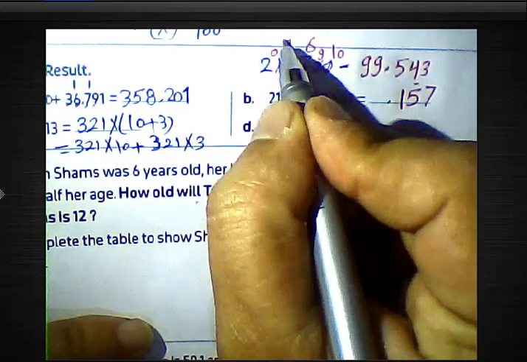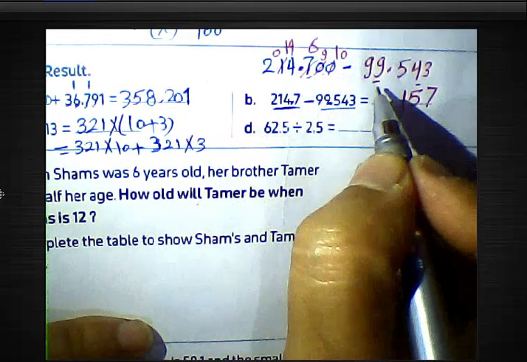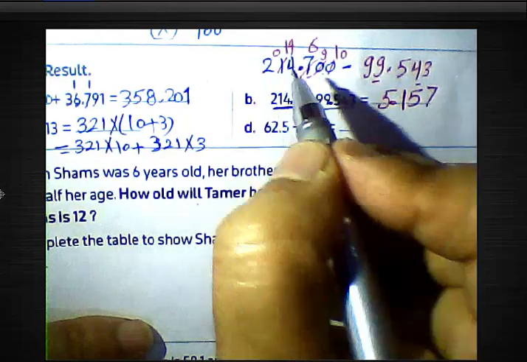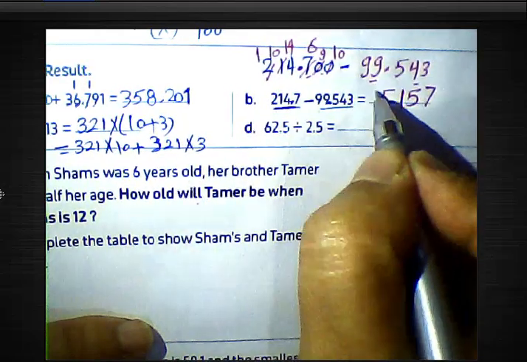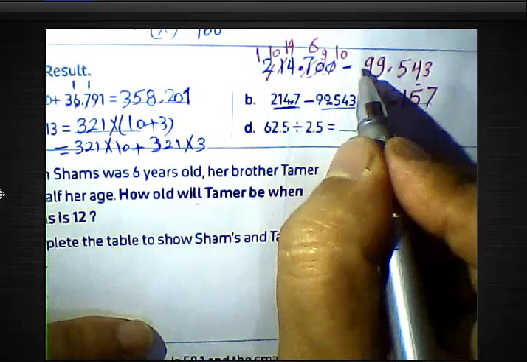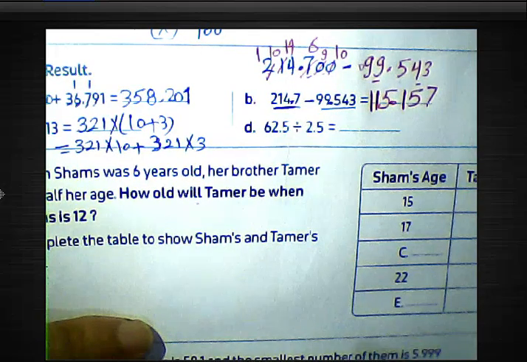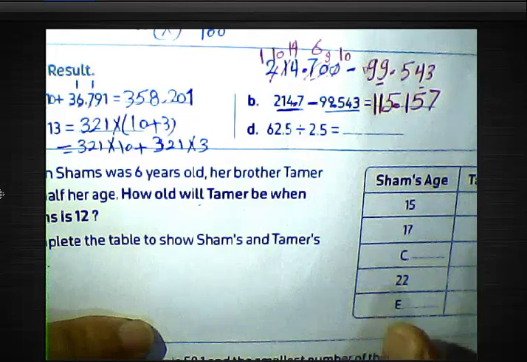Borrow 1. It will be 14. 14 minus 9 equals 5. 0 minus 9, we can do it. Borrow 1. 10 minus 9 equals 1. 1 minus 0 equals 1. Then the result will be 115 and 157 thousandths.